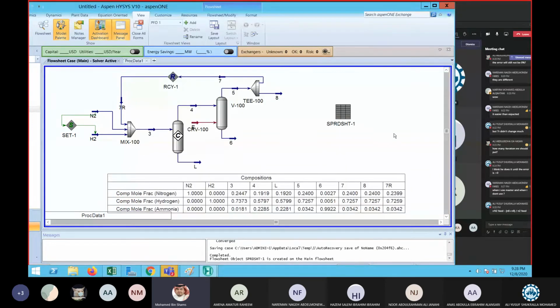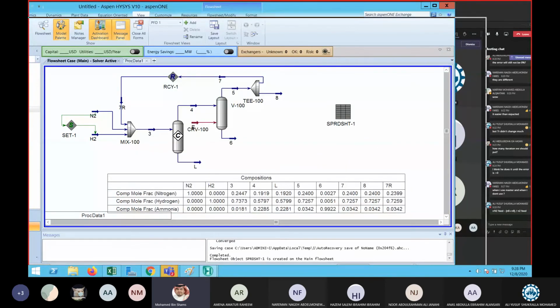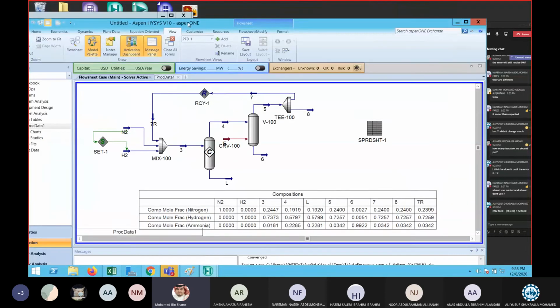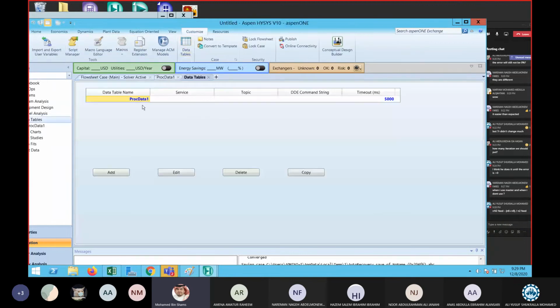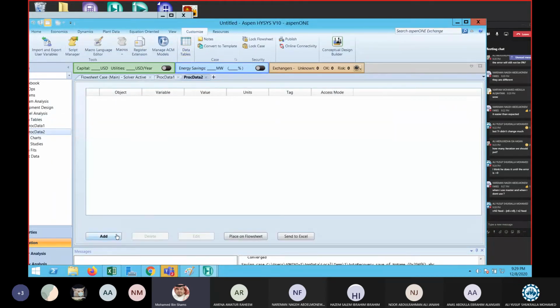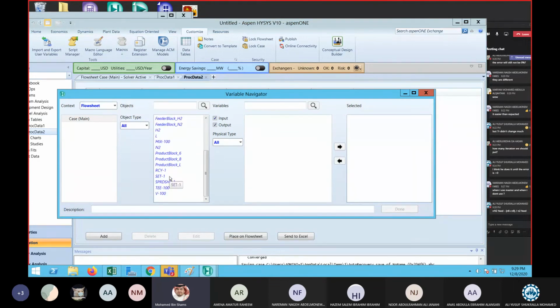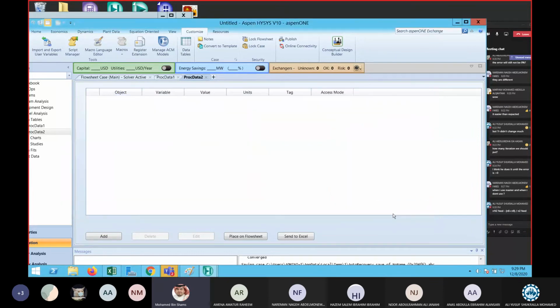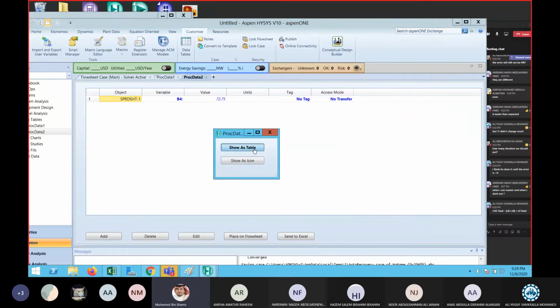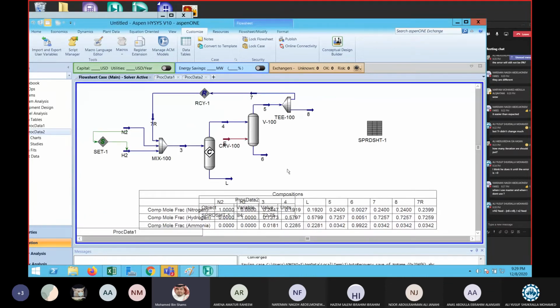And let us show it here. So I go where? I show it here as I did an hour ago. Go to Customize, Data Table, Add, choose Spreadsheet, give me B4 which I calculated, right? Yes. Click Done, place it on a flowsheet as a table. Go back to the flowsheet. So now you will see that this is the overall conversion.